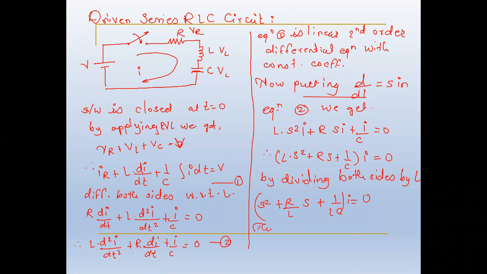So this is called the characteristic or auxiliary equation of series RLC circuit. Now, what are the expected things? We have to find its solution. So there are a few terms that are related to the equation.